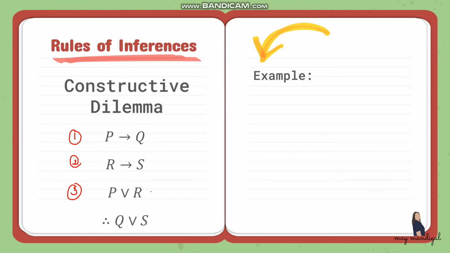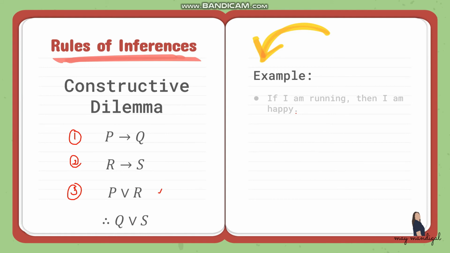And then on the third one, what we have is P or R, which means either of the two antecedents might happen. Again, we assume it to be true. Now, since those are our premises, what we can have as our conclusion is Q or S. Because from the third premise, we assume that any of the two antecedents might happen, that means either of the two consequents might happen as well.